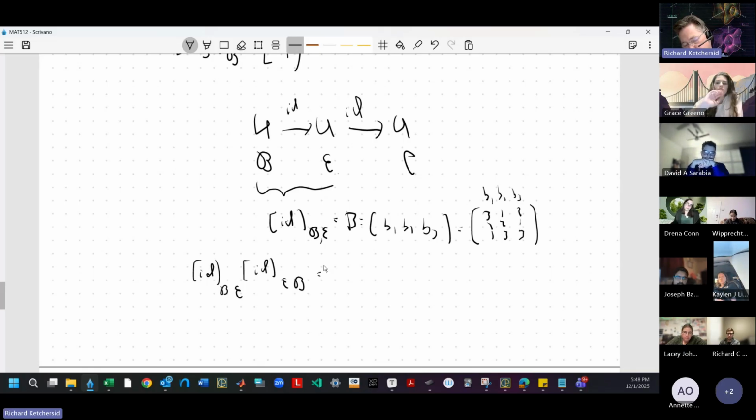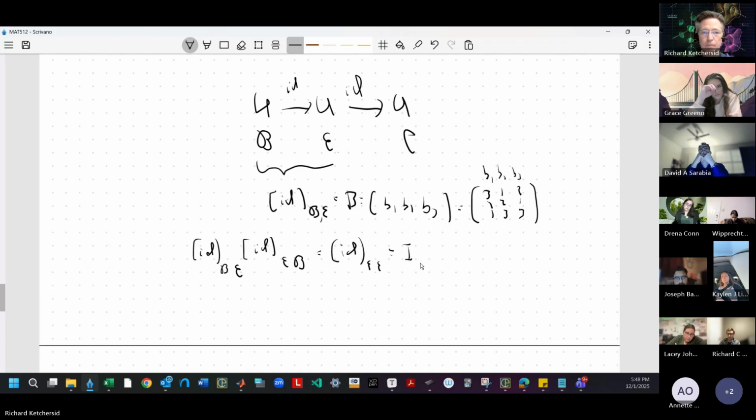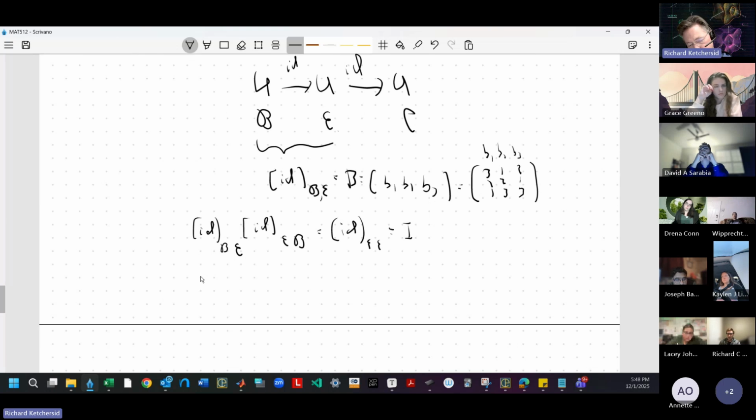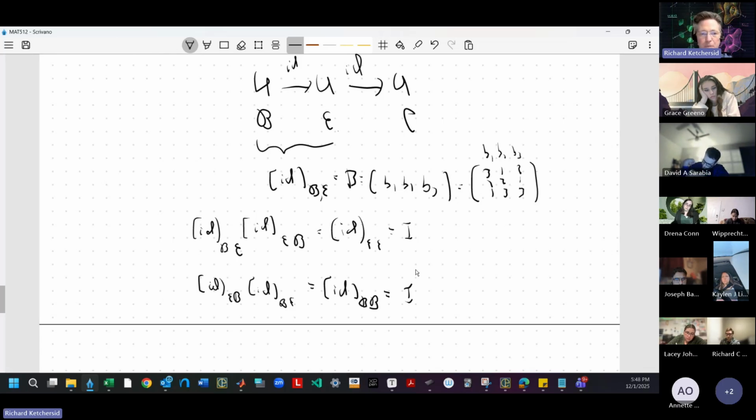So this product is going to be the identity map, because when I compose the identity map with itself, I just get the identity map. But it's going from E to E, and that is literally just the 3x3 identity matrix. And if I flip these around, I have the identity map going from E to B, and the identity map going from B to E. Well, this is going to be the identity map going from B to B. But what did we just show? That's also always just the identity matrix.